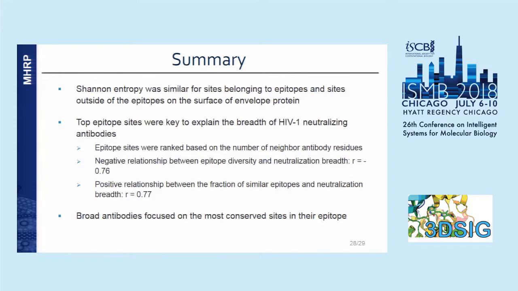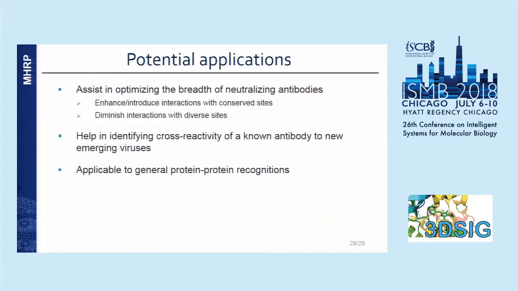sites in the epitope. There are several potential applications. First, it may assist in optimizing the breadth of neutralizing antibodies. For example, we can enhance or introduce interaction with conserved sites while diminishing interaction with diverse sites. The epitope similarity we use here may also help in identifying cross-reactivity of a known antibody to newly emerging viruses. And some of the concepts we use here may also be applicable to general protein-protein recognition.